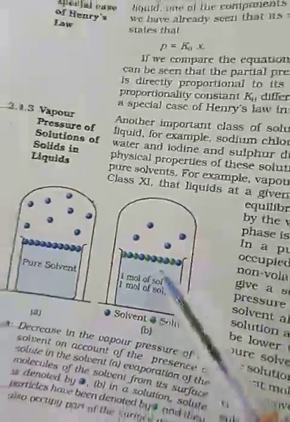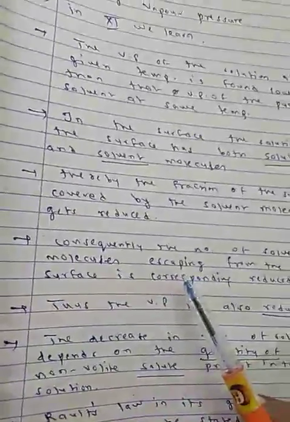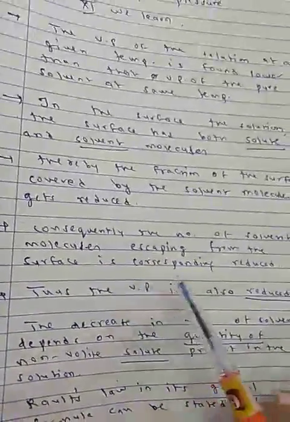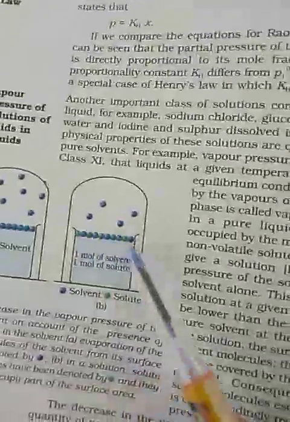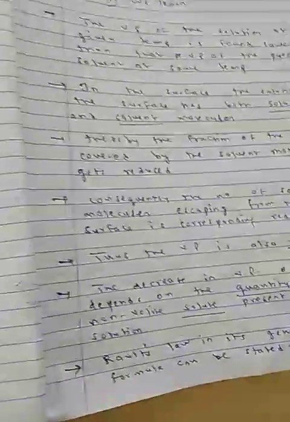Matlab, there is no space for solvent, like that in diagram 1. Consequently, the number of solvent molecules escaping from the surface is correspondingly reduced, because they are having less space, because solute is also occupying the space. Now you follow? Thus the vapor pressure is also reduced, because the space of the solvent is getting reduced.